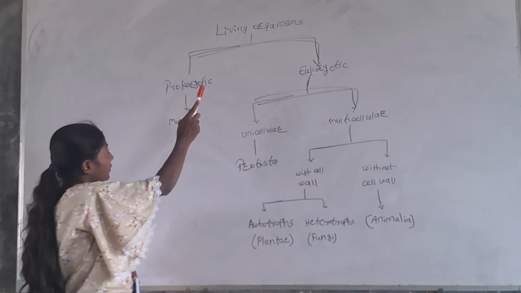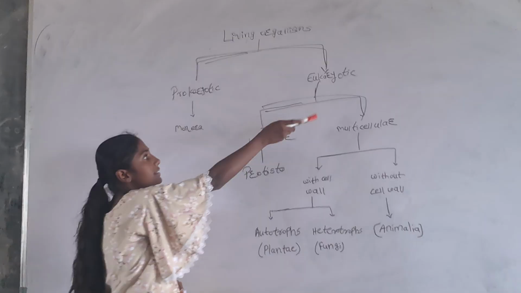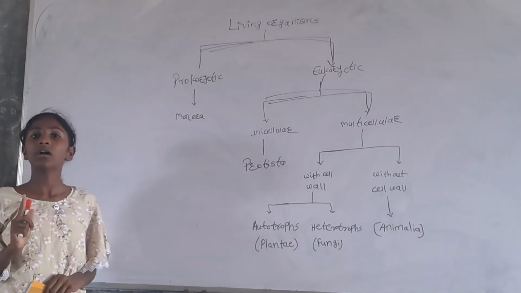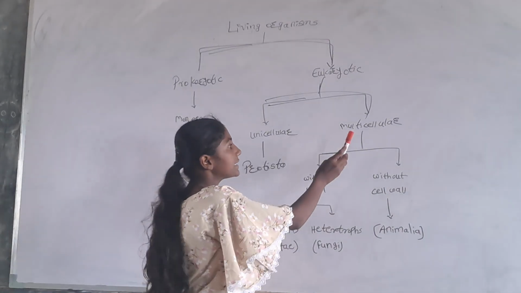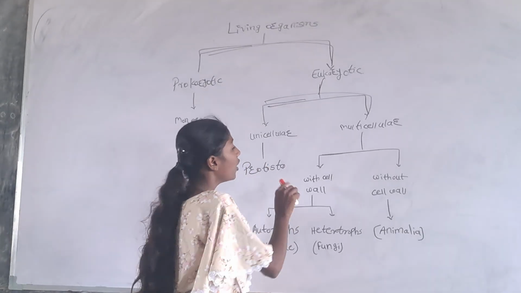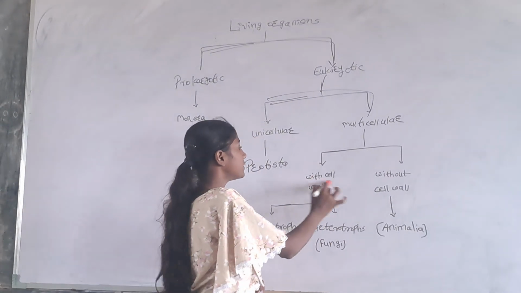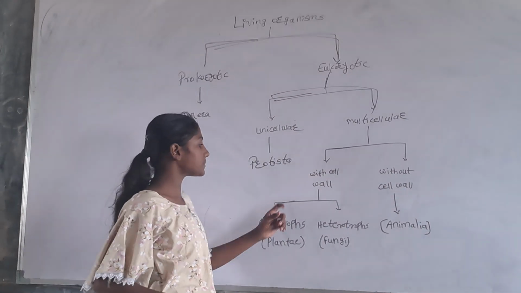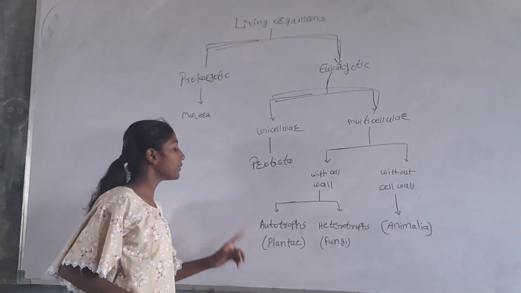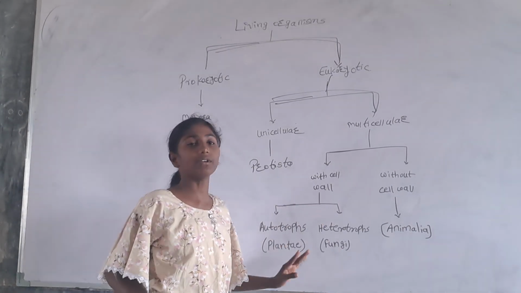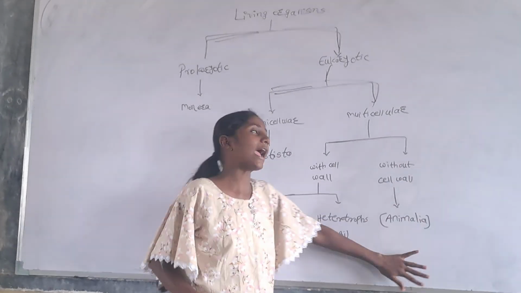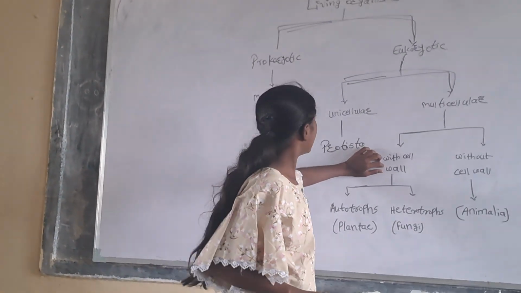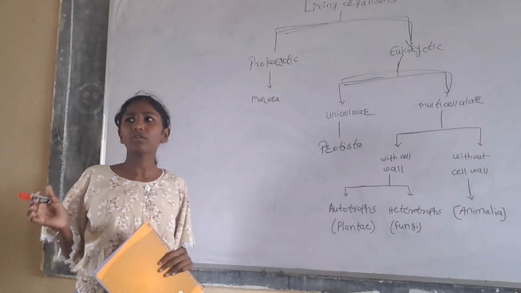Living organism. Prokaryotic have one kingdom, which is the Monera. Second one is eukaryotic, which has unicellular and multicellular. In the unicellular, we have one kingdom, which is Protista. And the second one is multicellular, where we have two types, with cell wall and without cell wall. In the cell wall, we have also two types, autotrophs and heterotrophs. In the autotrophs, we have one kingdom, which is Plantae, and in the heterotrophs, we have one kingdom, which is Fungi. And without cell wall, Animalia, means we are included in Animalia because we don't have cell wall and we are not unicellular.